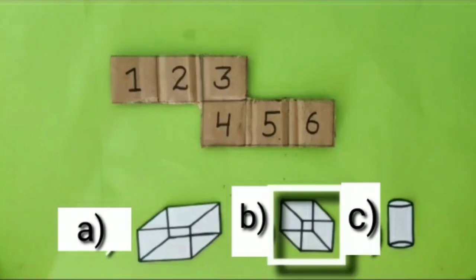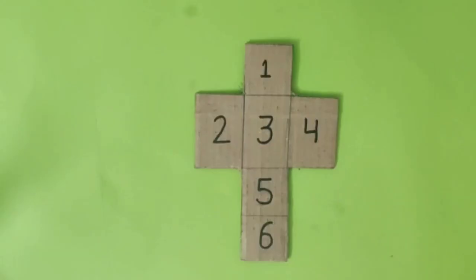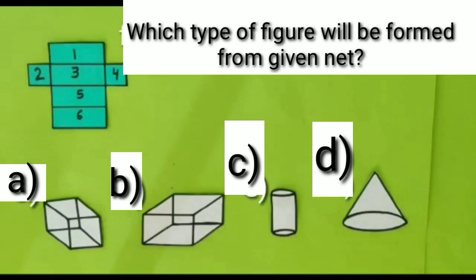This way, dear students, today we have learned how we can make a cube or cuboid with the help of the given net. Now it is time for today's question. Our today's question is, which type of figure will be formed with the help of the given net? And for the answer of this question, four options are given. Option A is cube, option B is cuboid, option C is cylinder, and option D is cone.